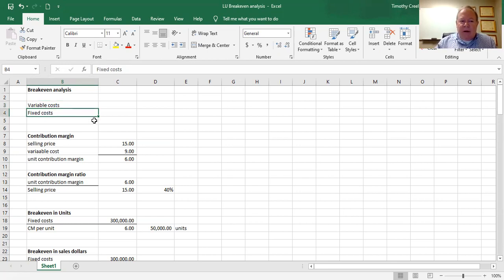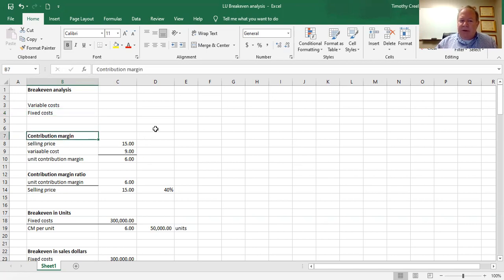Fixed costs, on the other hand, are not based on activity. It doesn't really matter whether activity goes up or down, fixed costs remain constant. Like the rent on your factory, or if you were to rent a storage facility, your rent would be the same regardless of how much activity goes on in the storage facility, regardless of how many boxes you have in there. Rent's going to remain the same. So variable costs are based on activity. Fixed costs are not based on activity.